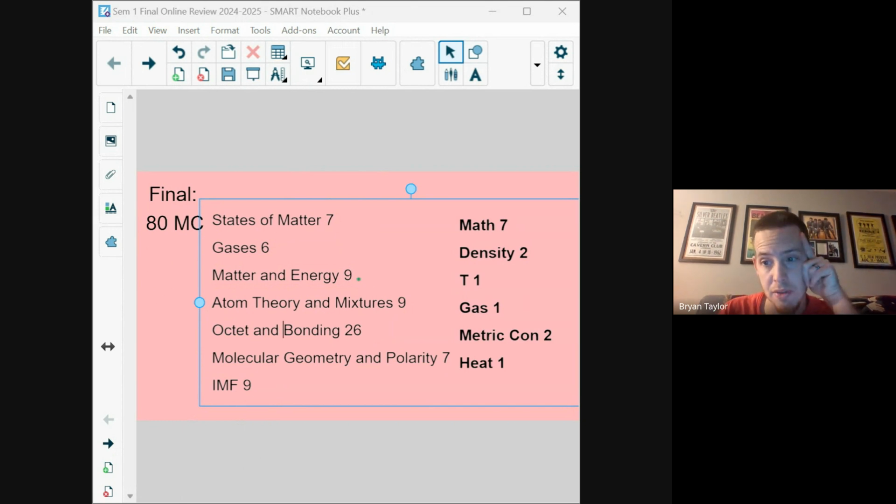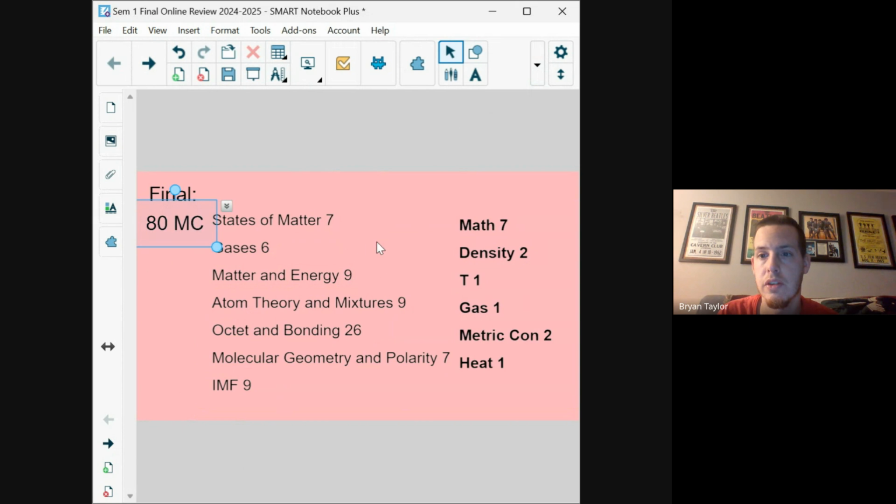Math-wise, this is for me. So Evelyn, this is not you. There are 7 math questions total. These are all, again, in the multiple choice. So I'm going to give you a piece of paper where you can do all your scratch work on it. I'm going to make this red so it stands out a little bit more. 2 densities, 1 temperature, 1 gas law. That's the box that we did with the pump, which we could totally go over. 2 metric conversions and 1 heat. And the heat is Q equals MC delta T.